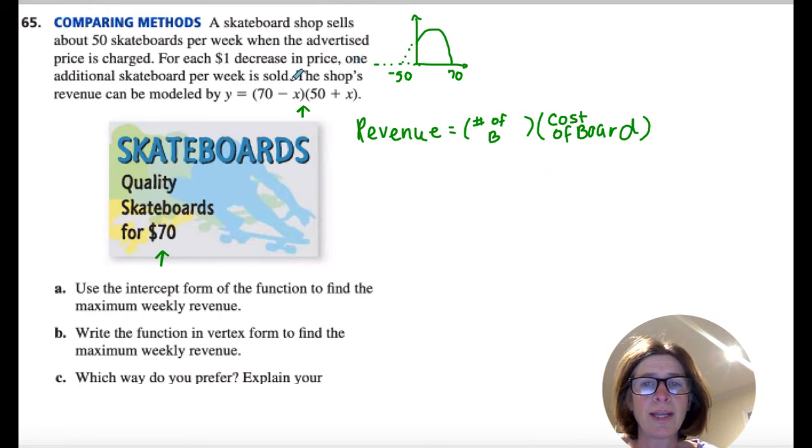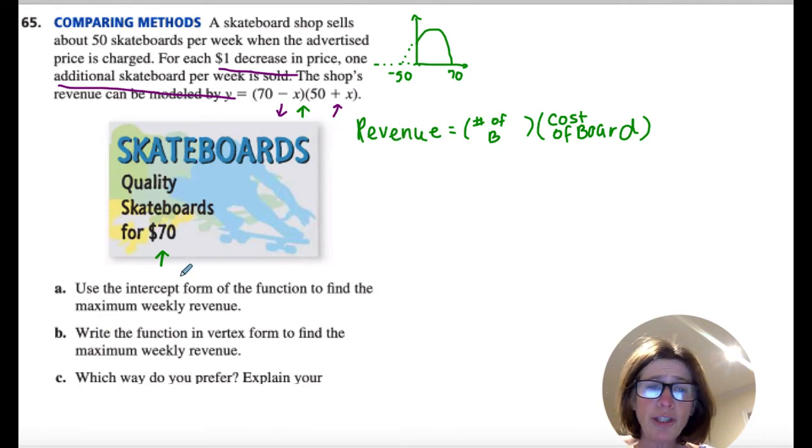And so thinking about this, the price was going down by $1, and the number of boards was going up by one. There's that dollar decrease in price. One additional skateboard per week is sold. So there's the one up and the one down. I like that. I always can see that.